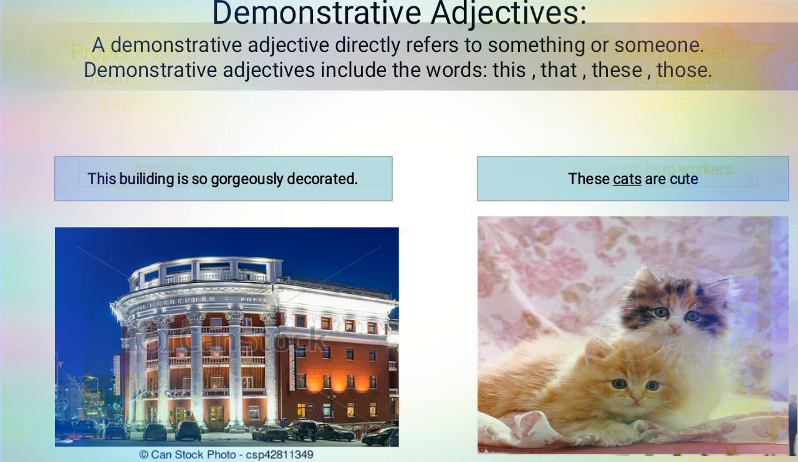Demonstrative adjectives. A demonstrative adjective directly refers to something or someone. Demonstrative adjectives include the words this, that, these, those. This building is so gorgeously decorated. These cats are cute.